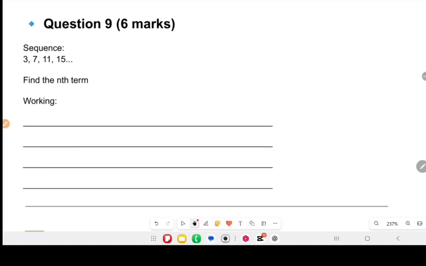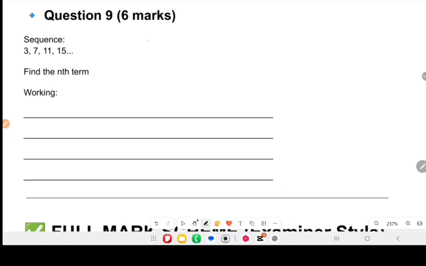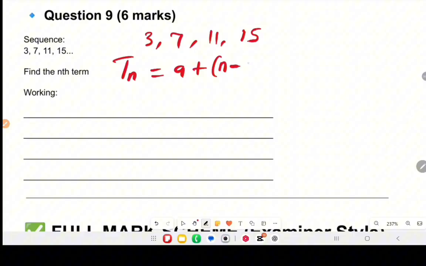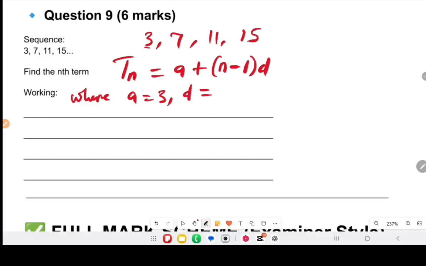Question number 9 is talking about sequence. We have 3, 7, 11, and 15. Now, the formula for the nth term of a sequence is Tn equals A plus bracket n minus 1 times D, where A is the first term, which is 3, and D is the common difference. Common difference means the following term minus the preceding term. 7 minus 3 gives us 4. 11 minus 7 gives us 4. 15 minus 11 gives us 4.